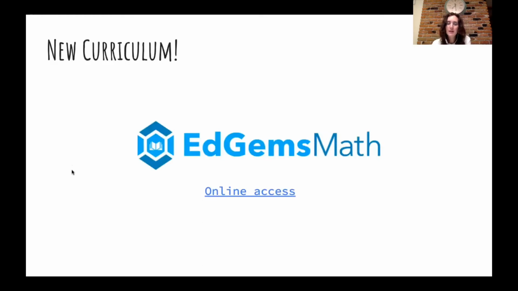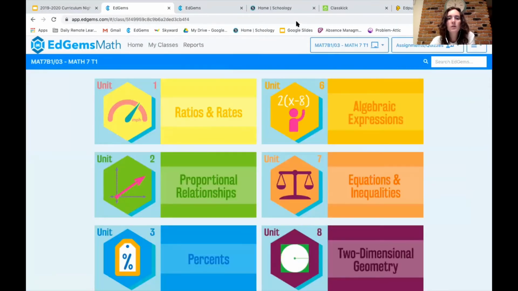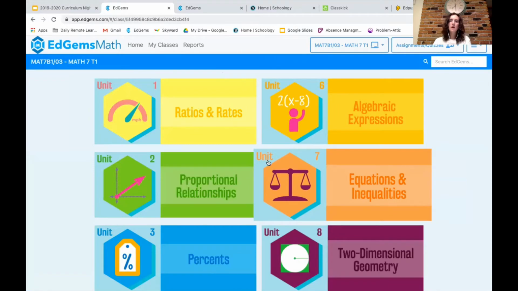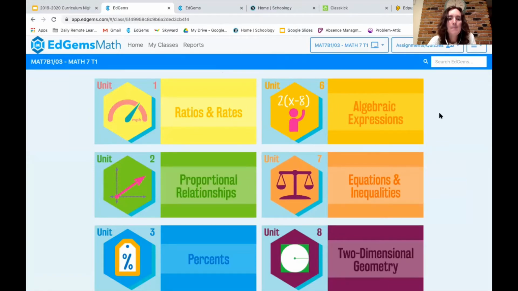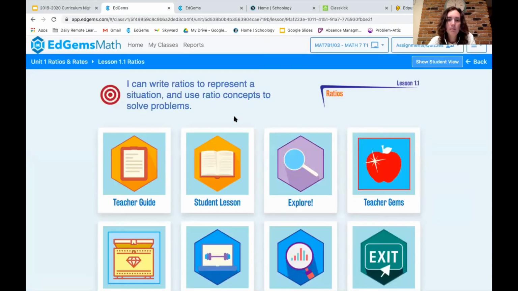We have a new curriculum this year we are super excited about. It's called EdGEMS Math. I'm going to take you to an online access so you can see what that looks like. We have this online access, and we go into Unit 1, and it's broken up by lesson.